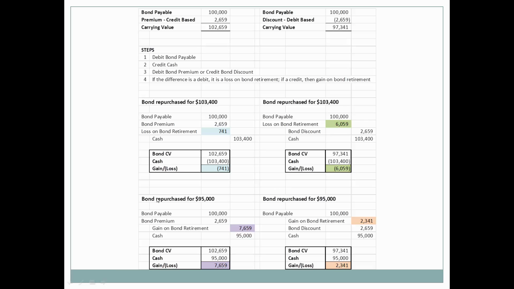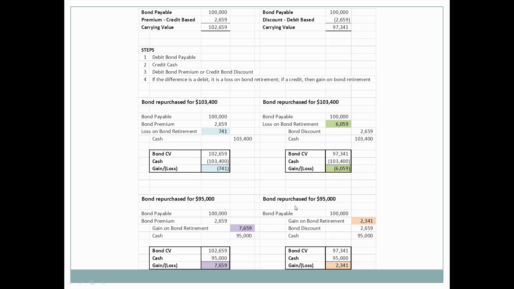So now let's look at it if we repurchase it for $95,000. So again, bond payable, we're going to debit it for the par value of the bond. We're going to credit cash for the amount that we're paying out. We're going to debit bond premium. The difference will be a credit, and that will be a gain on bond retirement. So our bond carrying value was $102,659. We paid out $95,000 in order to retire it, so we had a gain on the transaction of $7,659.